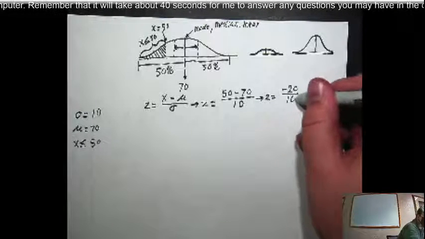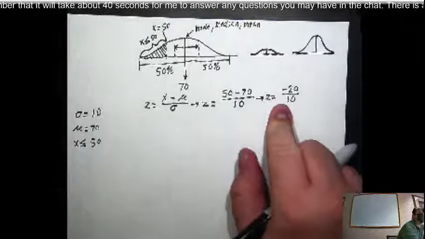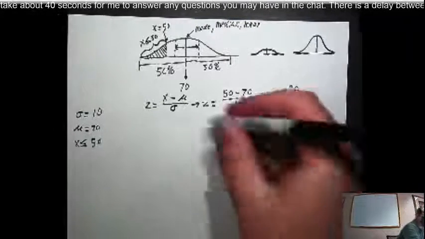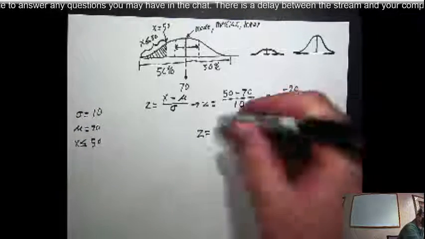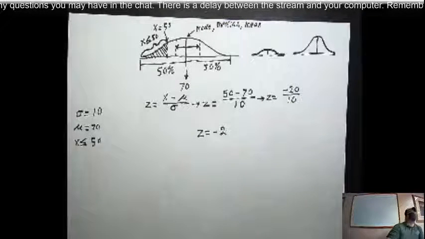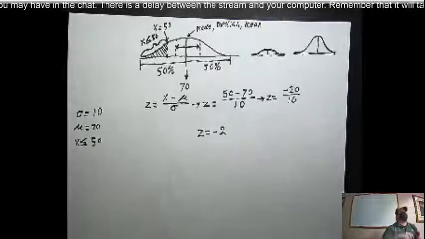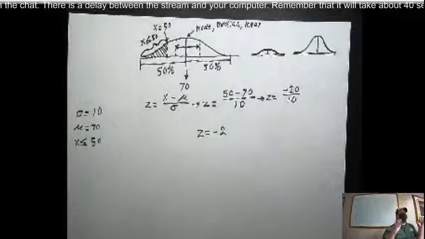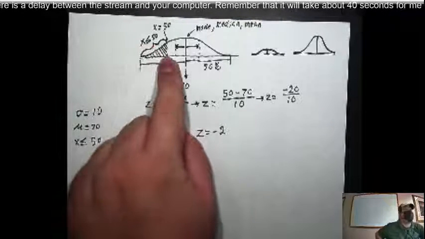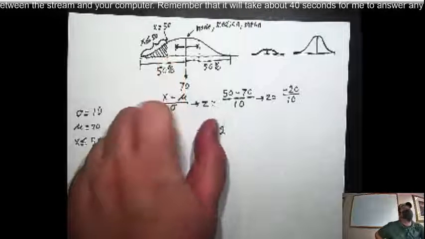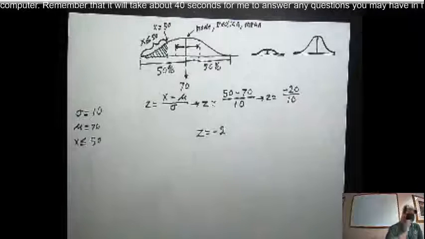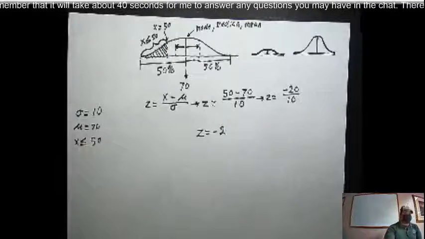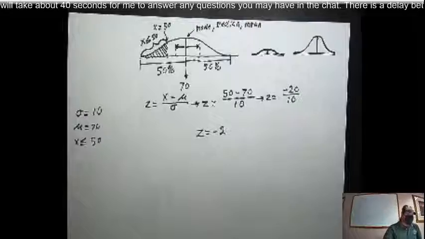Okay, and it's still being divided by 10, so -20 divided by 10, what's that? -2. Okay, so there's our z-score. Again, this is what kind of gives us a picture in numbers of where this x value is on what kind of curve. Then we can take this z-score, the one that we just got, and look it up on our table.